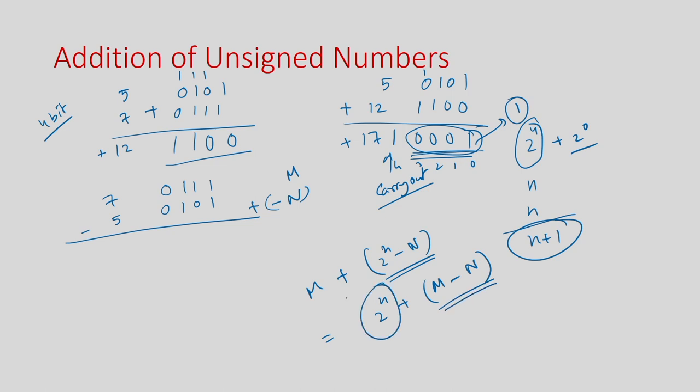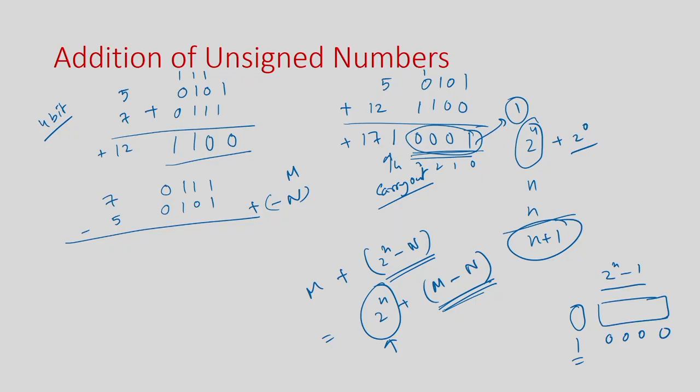And what is this? This is the carry out, because if there are n bits, the maximum value is 2 to the power n minus 1. So 2 to the power n is actually the carry out bit, which will not be stored in n bits. If it is 10000, this is basically 2 to the power n; for 4 bits it is 16. And this I can discard, because finally I want m minus n. So for subtraction, the convenient way is that for m minus n, you take the 2's complement of the number n, you just add it, and you discard the carry.